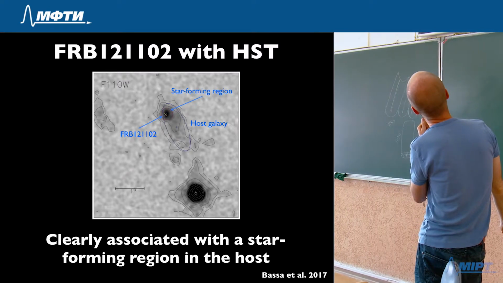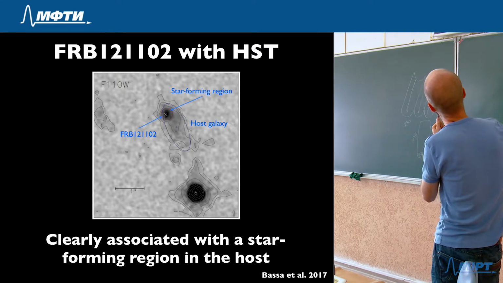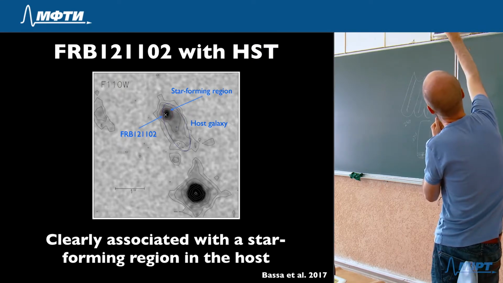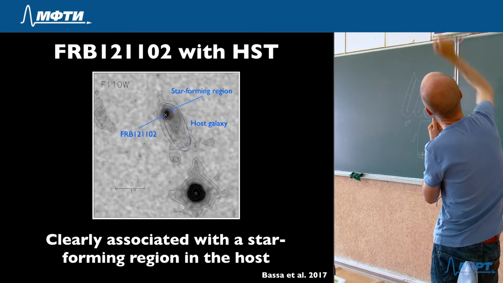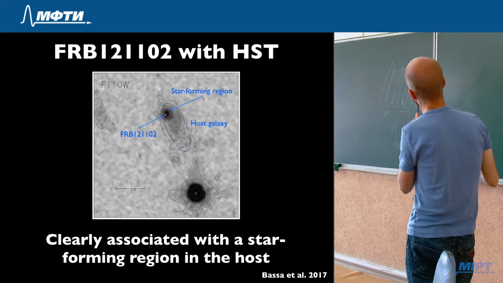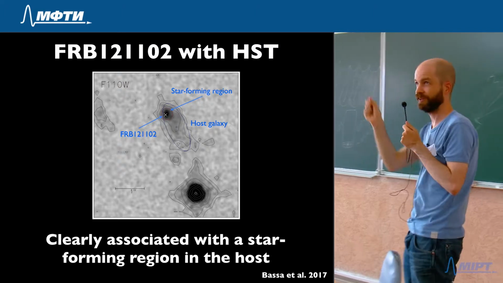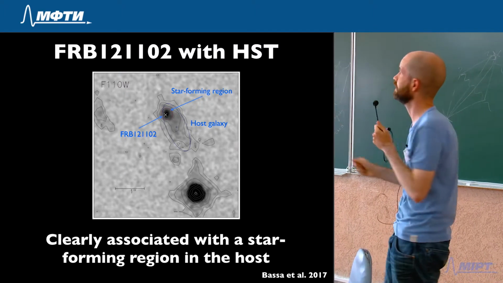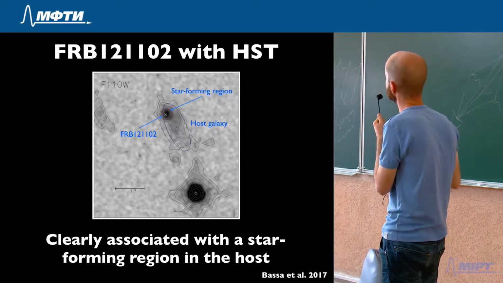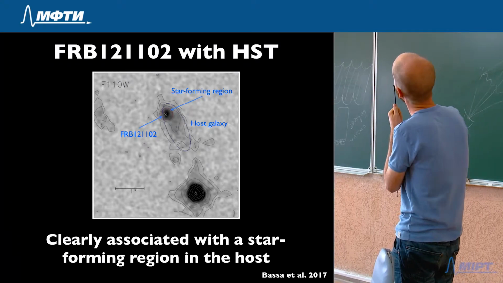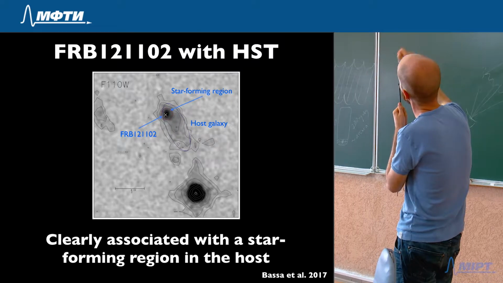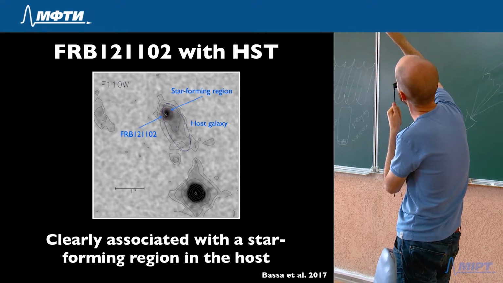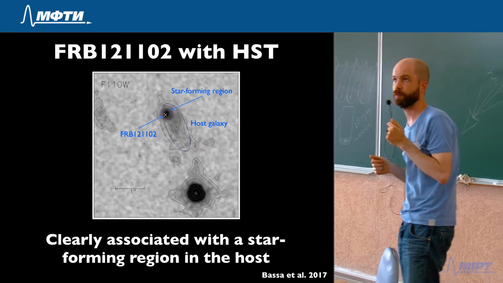And within this host galaxy, what you can resolve if you get a Hubble image is that there's a knot of star formation that is shown in the upper left-hand side there. And that knot of star formation in this galaxy is less than an arc second across or so. This is a tiny little galaxy because it's a dwarf galaxy at a very large distance. The localization that we have from the VLA and from the EVN puts the position of the bursts right on top of that star formation region.